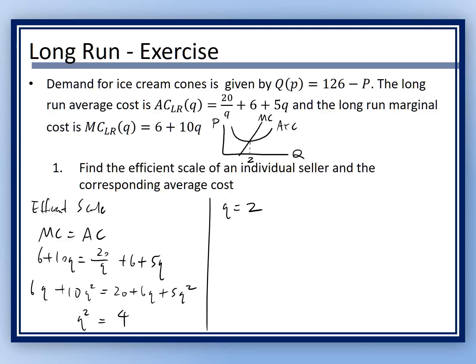The corresponding average cost is going to be, well, you can actually use average cost or use marginal cost because they intersect. It's up to you. Right? So let's just use average cost. 20 over 2 plus 6 plus 5/2, which would be 26. Right? 26.